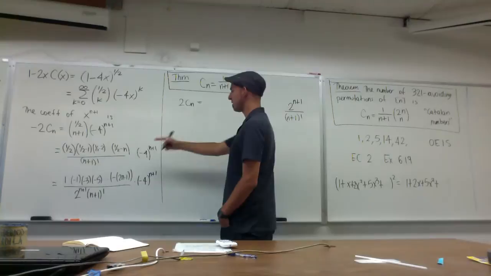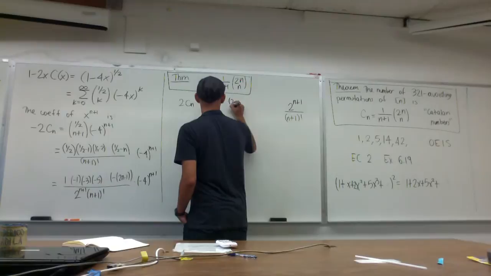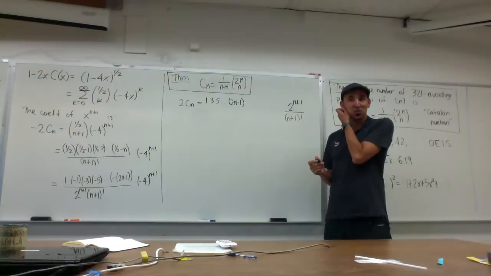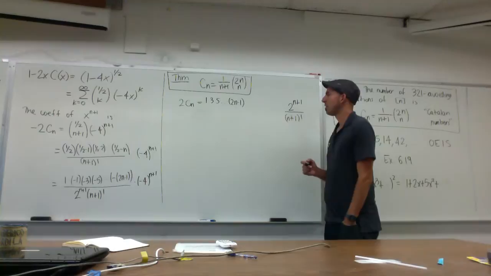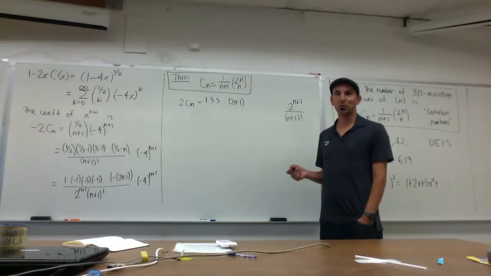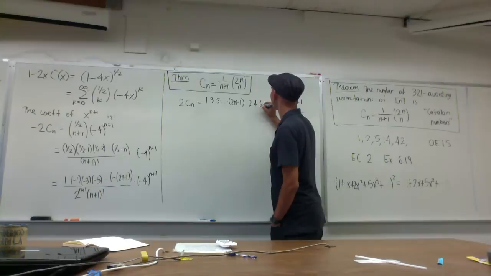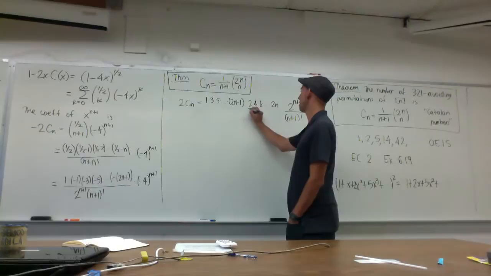And now what I have is this 1 times 3 times 5 times dot dot dot times 2n minus 1. Okay? Which is almost a factorial, except that it only has half of the terms. It's missing all the even terms. Okay? So to make it a factorial, let's put them in. So let's put 2, 4, 6, up to 2n. But of course, to do that, I need to also put them in the denominator.